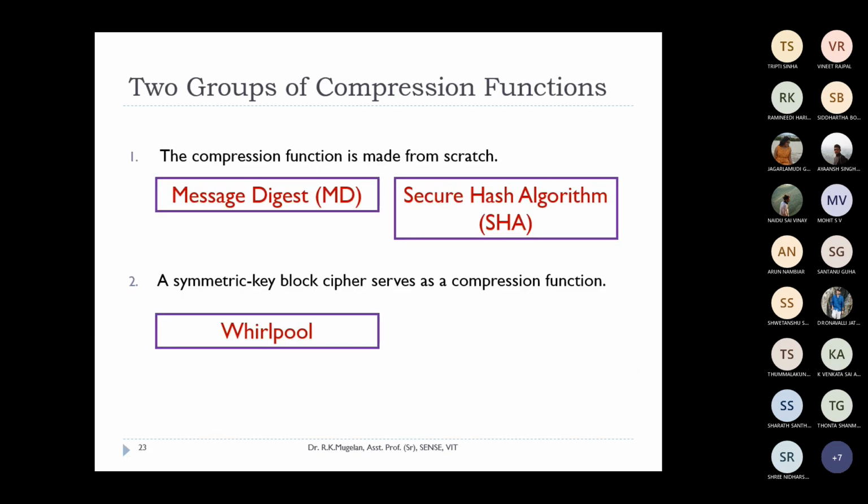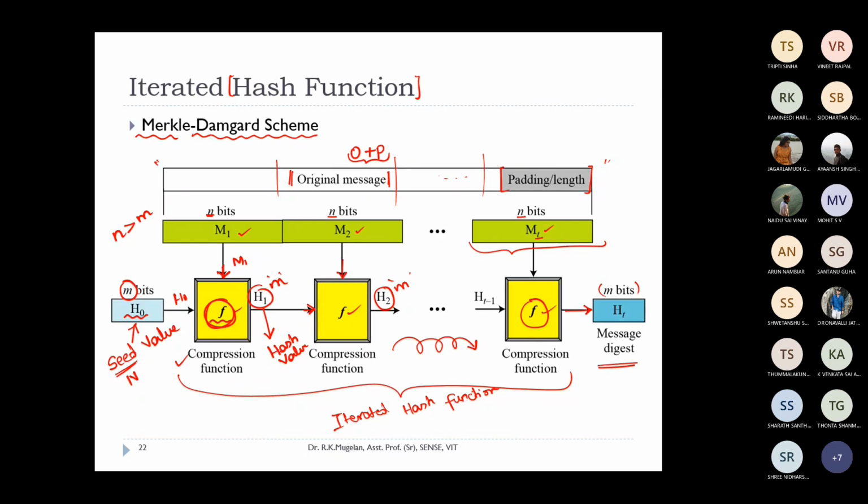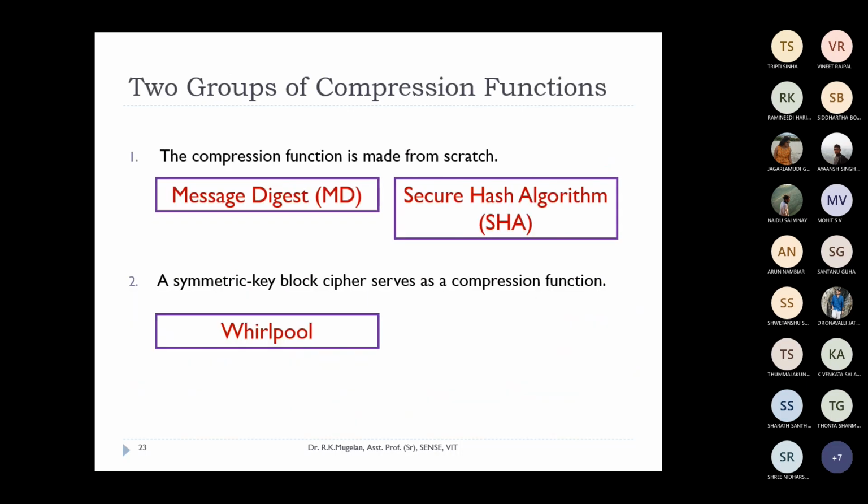So now we move on to the two groups of compression function, because the heart of the entire hash function is nothing but this compression function. The iterated hash function is only about how many times I repeat it, which doesn't make much difference. So the entire thing lies in the compression function. Based on how it is designed, they are grouped under two categories. One is a compression function made from scratch, which means the mathematical algorithm is made one and only for this compression function.